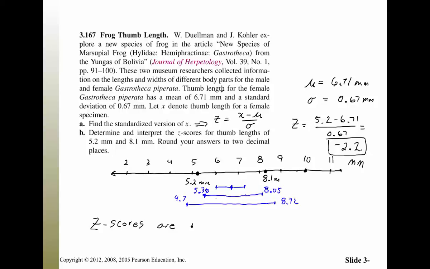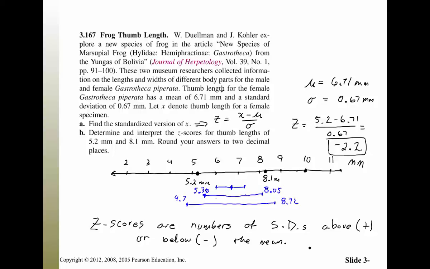So z-scores are numbers of standard deviations above, or below, negative like we got in that example, the mean. That's why they're standardized, because we know how the standard deviation works. We know that it's always 68%, 95%, 99%. So by finding a z-score, you're finding a number of standard deviations away from the mean.